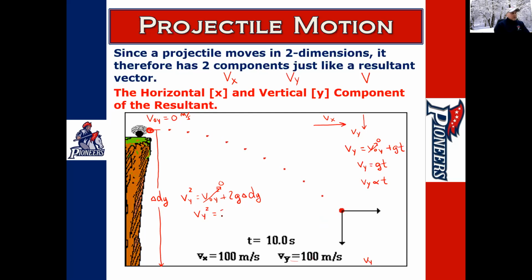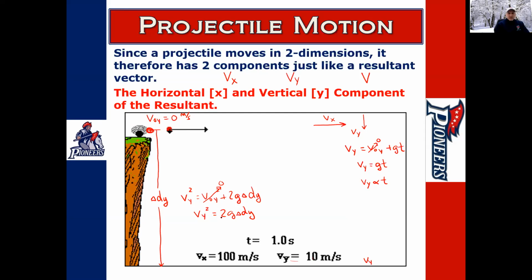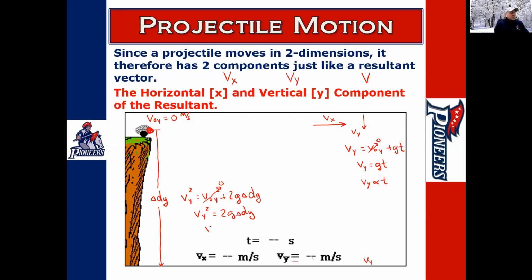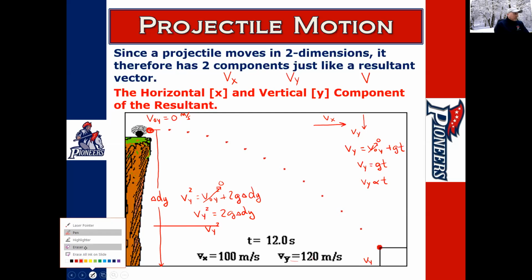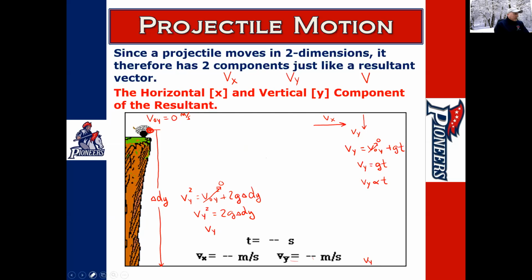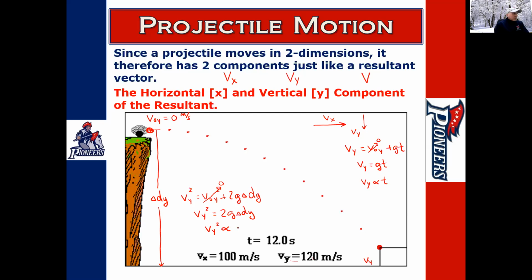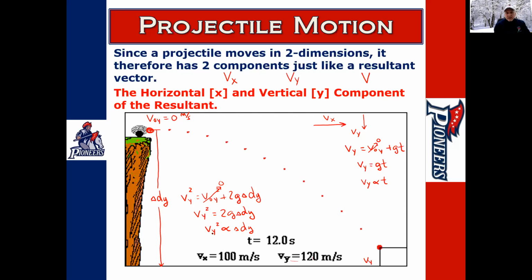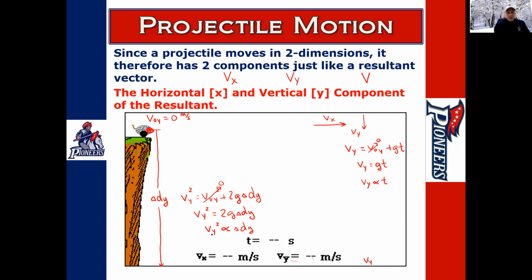So 0 squared is 0. And now we look at this equation, again, 2 is a constant, it's never going to change. Cannonball, right? g is a constant, it's 10, it's not going to change. And so what this tells me is that Vy squared is proportional to dy, right? So if you double dy, Vy does not double, right?